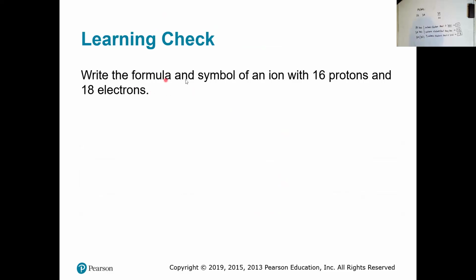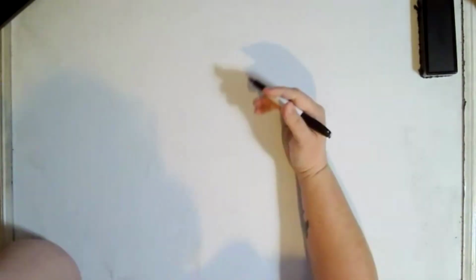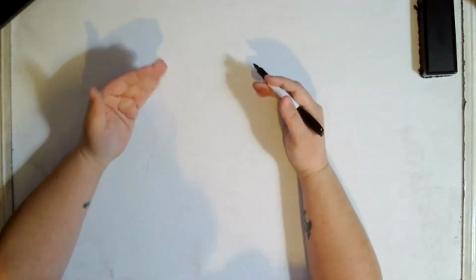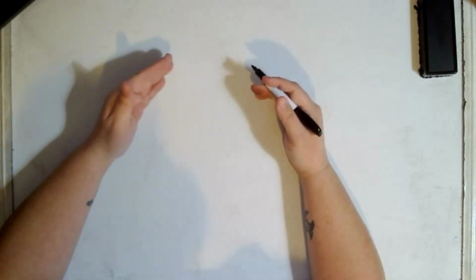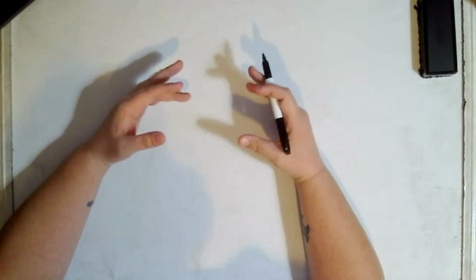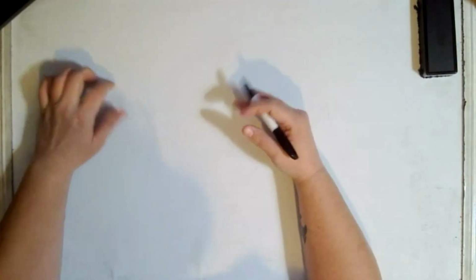Our first example, we're going to write the formula and the symbol for an ion with 16 protons and 18 electrons. Writing a symbol for an ion is similar to what we've done previously, but we don't have to include the mass number that we've included previously in our symbols, because remember that mass numbers are specific to certain types of isotopes. So if they're not telling you the number of neutrons that are present, then you don't have to include the mass number in your symbol.